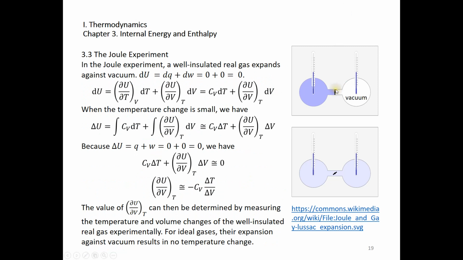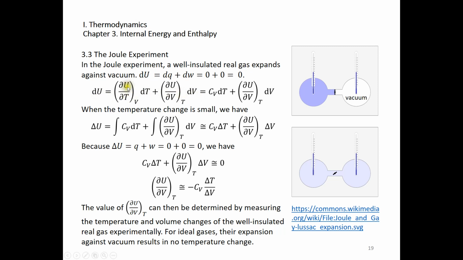Again, in this experiment, the system is well insulated, so we have dQ equals 0. dW is 0 because the system expands against the vacuum. And that means the external pressure is 0. And the work is negative integral P external dV, therefore it's also 0. dU is 0. And also U is a function of temperature and volume. So we can express dU in terms of dT and dV, two terms.